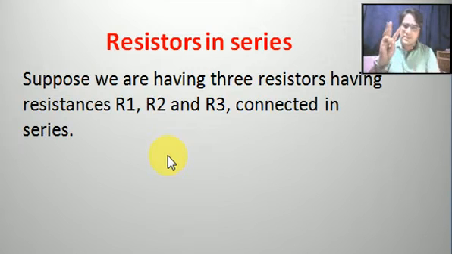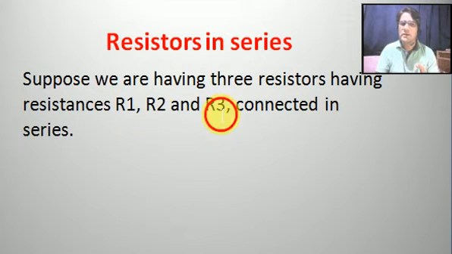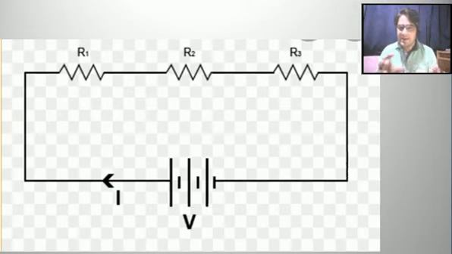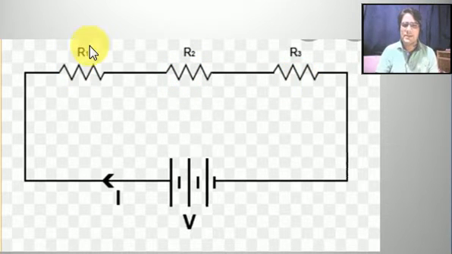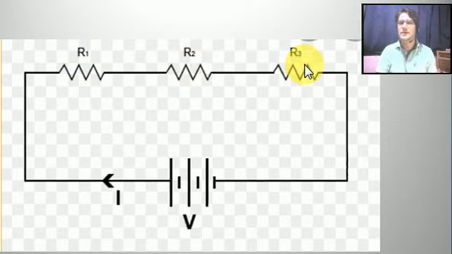Suppose we are having 3 resistors, resistor 1, resistor 2, and resistor 3, and all these 3 resistors are having the resistance of R1, R2, and R3. Here is a circuit diagram. This circuit diagram shows that we have kept 3 resistors: resistor 1, resistor 2, and resistor 3. Resistor 1 is having the resistance R1, resistor 2 is having R2, and resistor 3 is having R3. In a circuit, they are being connected with a battery, and that battery is having a potential difference of V, and the current flowing through this circuit will be I.